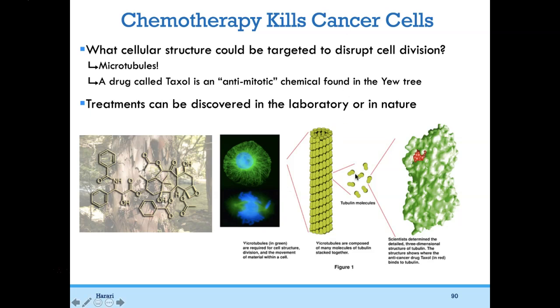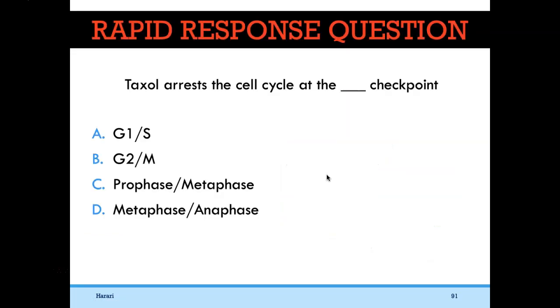So remember that microtubules are made of tubulin. Scientists discovered the 3D shape of tubulin and figured out that Taxol, this chemical, can bind to tubulin and prevent the microtubules from growing or shrinking. If microtubules can't grow or shrink, that means they can't grab onto the chromosomes and pull, right? This was one of the first chemotherapies to come about because it can prevent cells from dividing. So at which checkpoint does Taxol arrest the cell cycle?